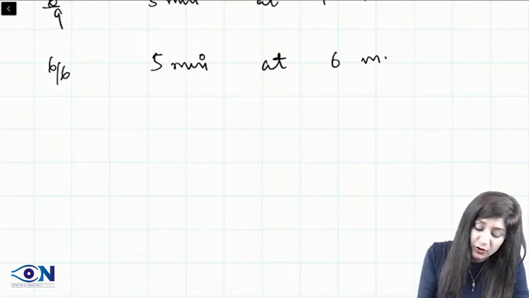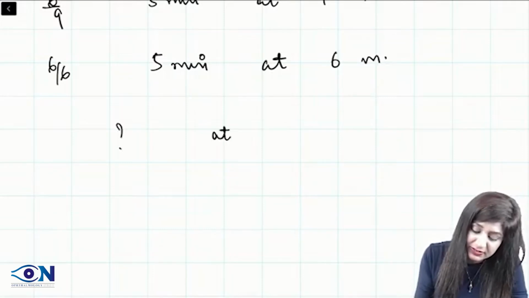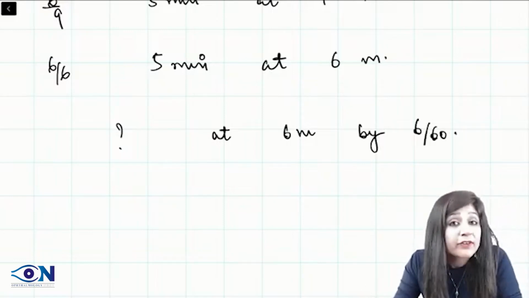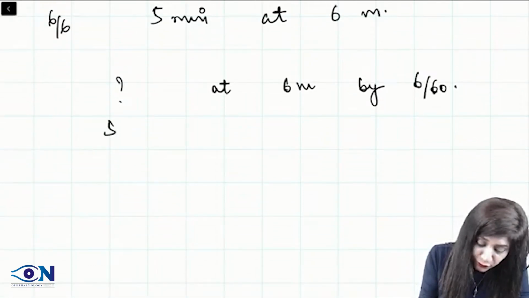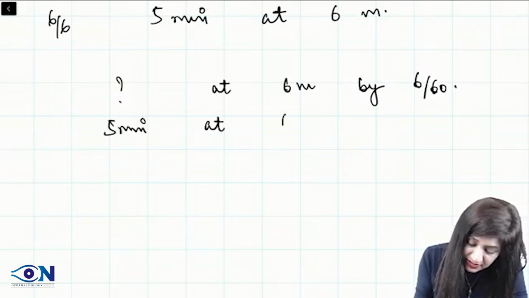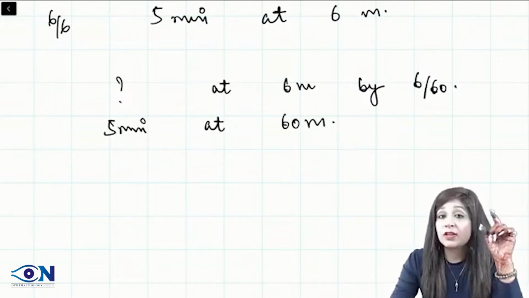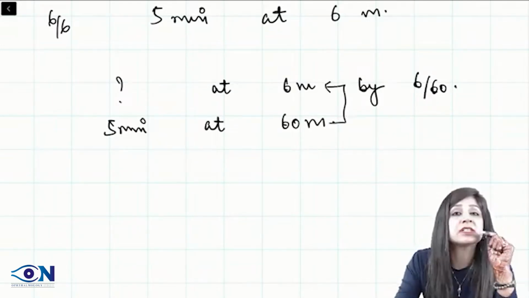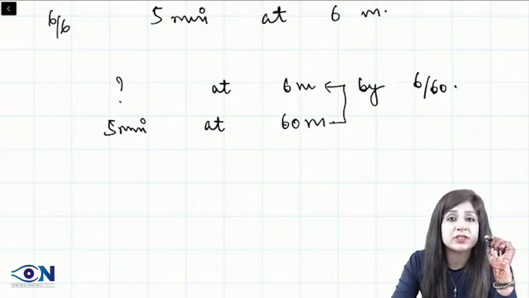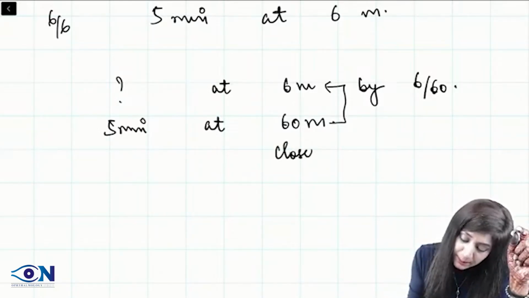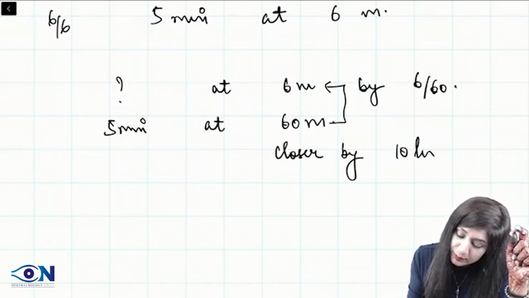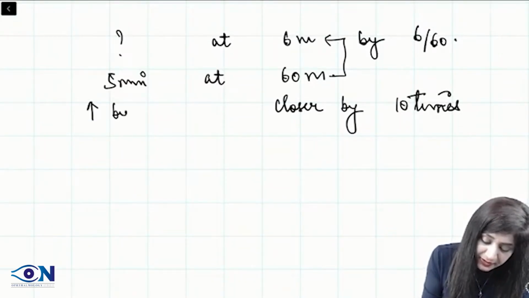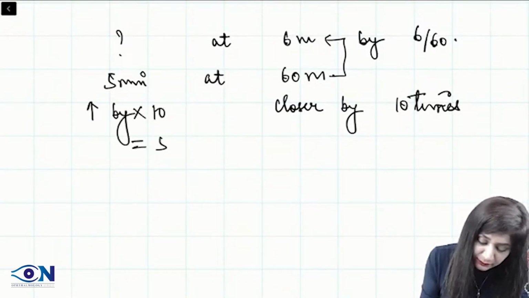Now, if they are asking what is the angle made at 6 meters by the 6 by 60 letter. What you already know is that it will make an angle of 5 minutes at the 60 meters. Now if he is not able to see from the 60 meters, he is going closer to 6 meters. The patient is standing at a distance of 6 meters. That means he is going closer by 10 times. So because he is going closer by 10 times, therefore the angle will also increase by 10 times. 5 into 10, this is 50 minutes.